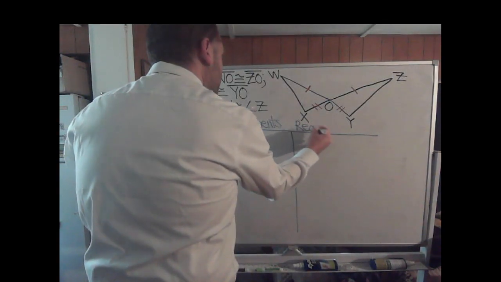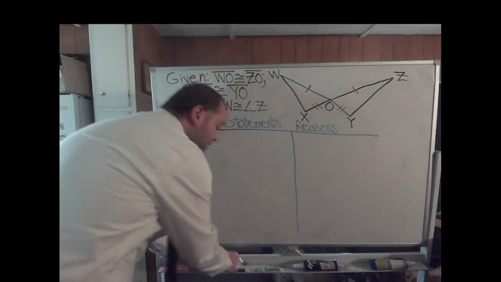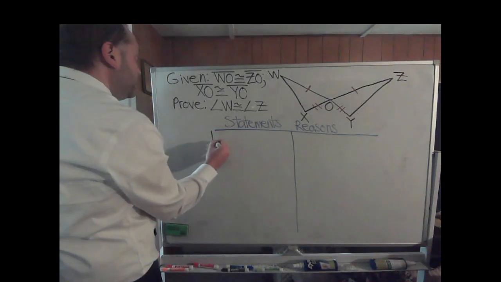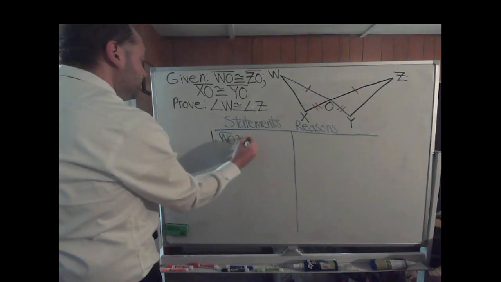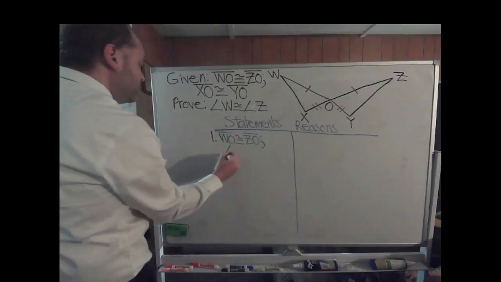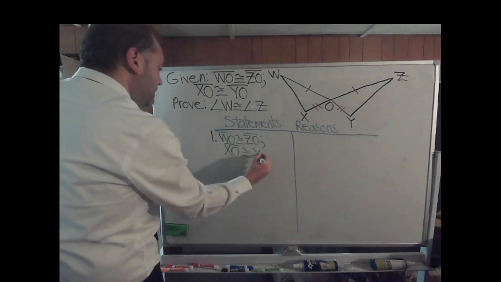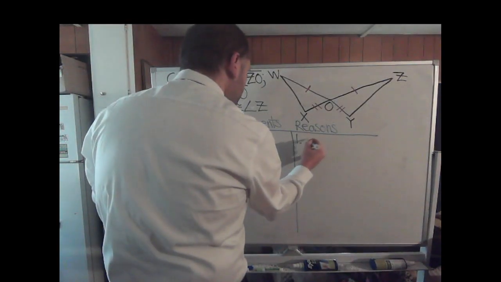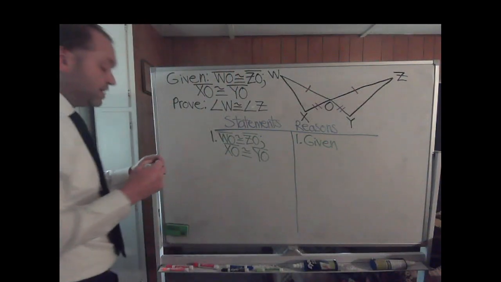Statements and reasons. Okay, so like we would with 90% of the proofs we do, start with your given information that WO is congruent to ZO, and then that XO is congruent to YO. That, of course, the reason is it was given to you. Alright, so we've spent all our given information.